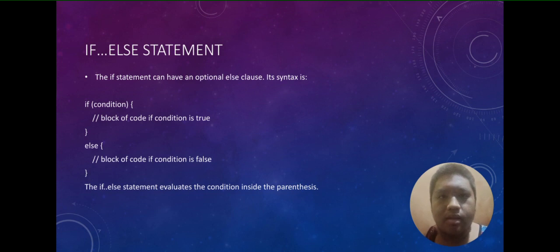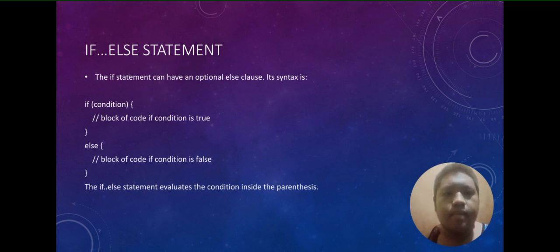If-else statement. The if statement can have an optional else clause. Its syntax is if and then the condition, open brace, then a block of code if the condition is true, then close brace, followed by the else, then open brace again, then double slash, and the block of code if the condition is false, then close brace again.